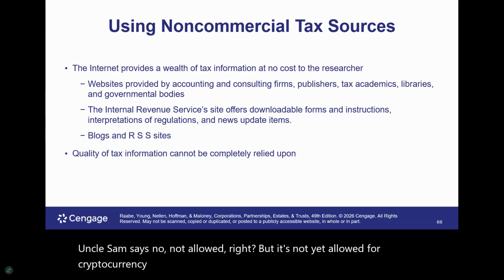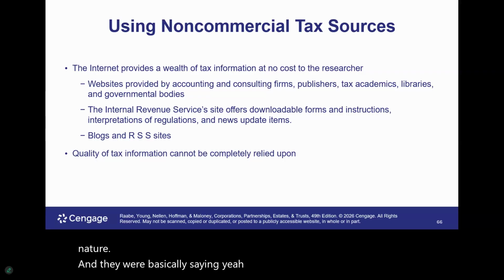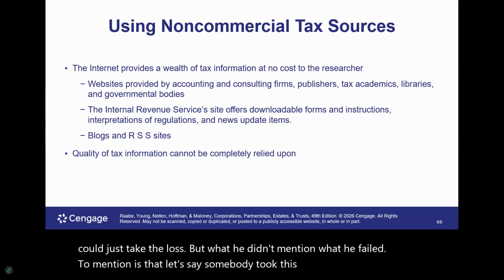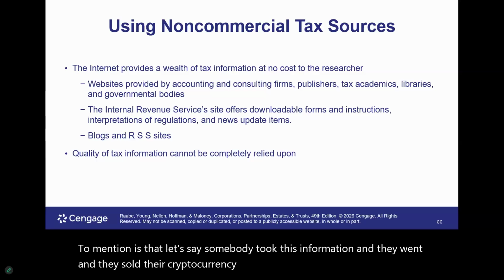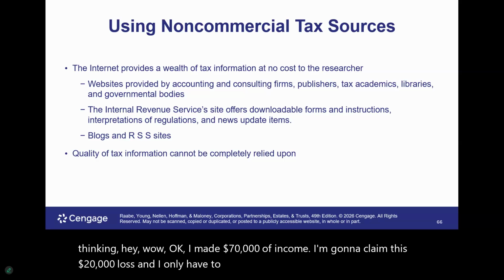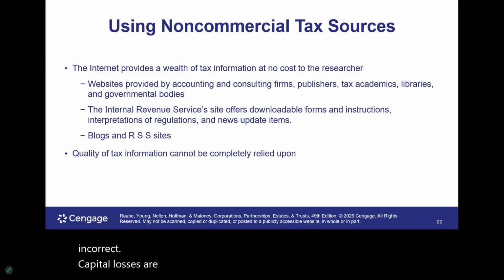So someone was on a podcast or something of that nature, and they were basically saying, oh yeah, cryptocurrency, it doesn't apply, you can just take the loss. But what he failed to mention is that let's say somebody took this information and sold their cryptocurrency at a $20,000 loss. In their head, they're thinking, hey, wow, I made $70,000 of income, I'm going to claim this $20,000 loss, and I only have to pay taxes on $50,000. And that's incorrect. Capital losses are capped at $3,000, right?